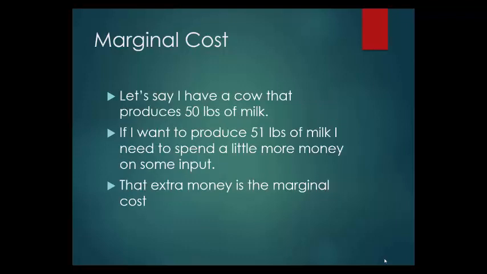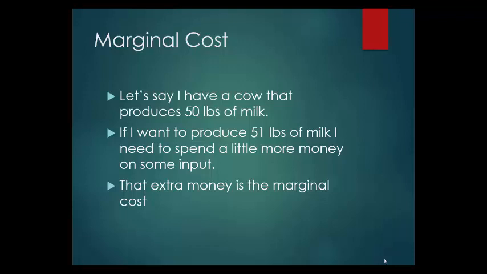Let's say I have a cow that produces 50 pounds of milk. I have no idea how much milk a cow should produce, but let's say I have one that produces 50 pounds of milk. If I want to make 51 pounds of milk, if I want that cow to produce one more pound, I have to do something. The cow's just not going to wake up one day and go, yeah, I'll make 51 pounds today just for the fun of it. No, I've got to add more input. I've got to feed the cow more. I've got to water the cow more. If I want production to go up, I have to add something else to the process. That extra money I add to it from buying the extra inputs, that's the marginal cost.